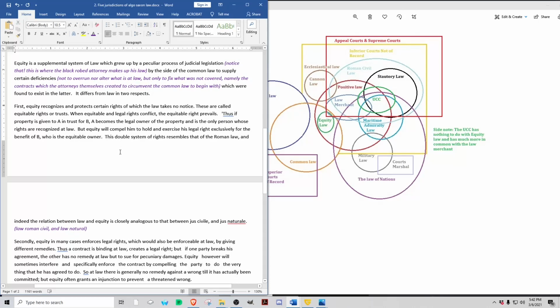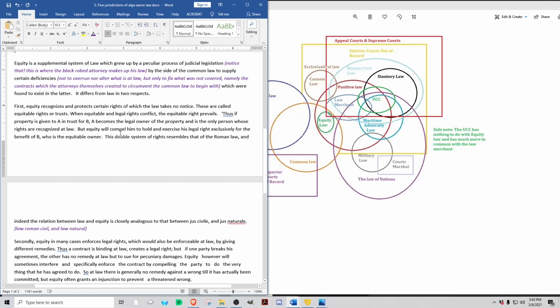First, equity recognizes and protects certain rights of which the law takes no notice. These are called equitable rights or trusts. Equity deals with trust and trust law. If you don't have a trust, what are you doing in equity court? Where's the contract? When equitable and legal rights conflict, the equitable right prevails. Why? Because it's the basis of contract. That's why. Which the common law won't help you get out of, because if you signed it, well, you're in it. Or if you did something, then you agreed to it.